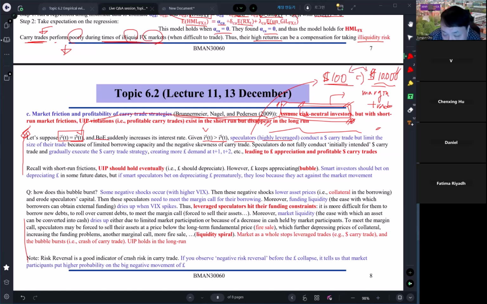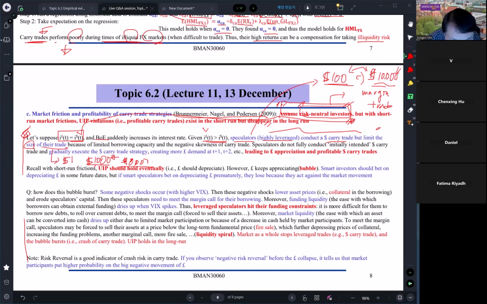So, huge leverage, right? This speculator with a huge leveraged balance sheet will conduct dollar carry trade, but they're going to limit the size of their trade. Which means you can implement carry trade with $1 or $1,000 or $10,000, right? But because they are highly leveraged, they cannot implement carry trade at, say, $10,000. They're going to limit their investment to a smaller amount.